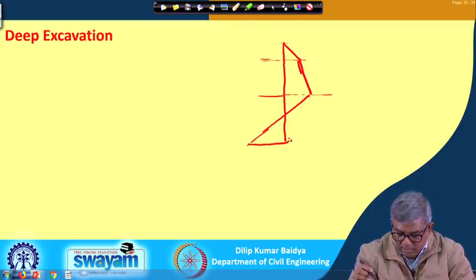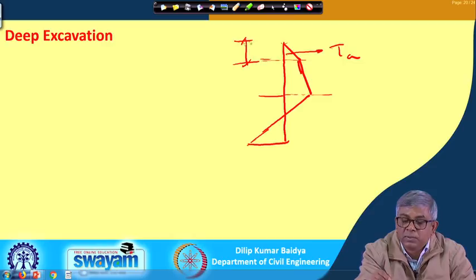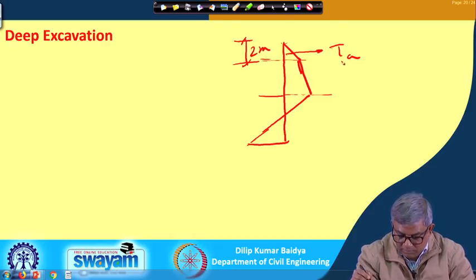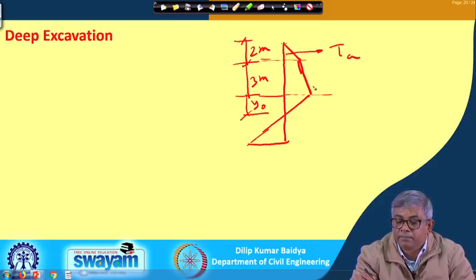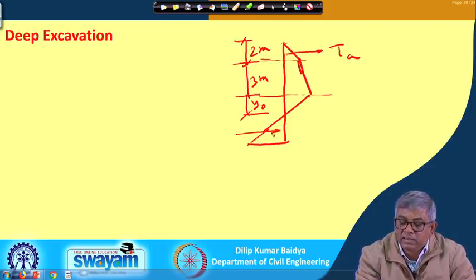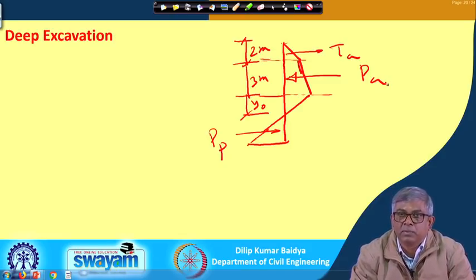Okay, so this is the one, and you can see your rod is here, and this is T_A, this distance is 2 meter, and of course this distance is 3 meter, and this is y naught. There are many things to be obtained. With this you can find out that P_p will be acting somewhere, P_a will be acting somewhere, and T_A will be acting there. We have to find these out, and the same notation that I showed in the previous diagram will be used.